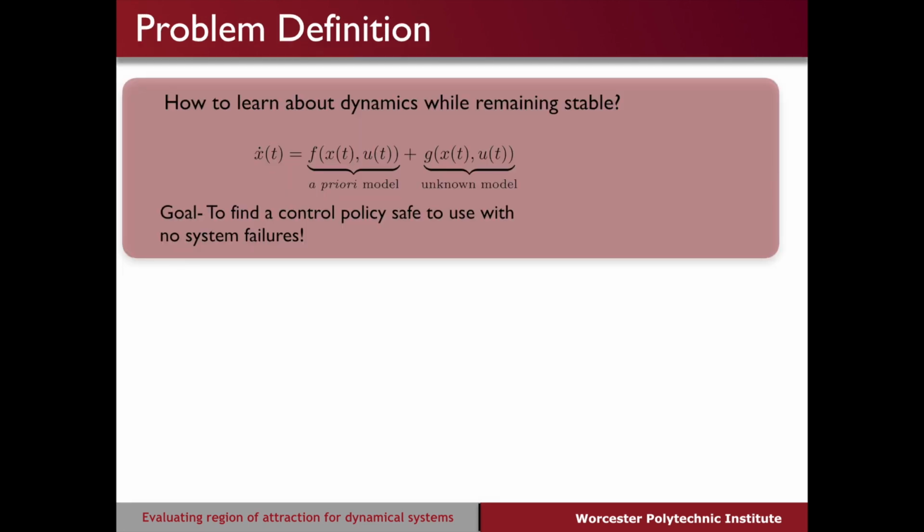As the model becomes an exact representation of the real world, the question the paper focuses on is: is it possible to learn system dynamics while guaranteeing stability? The solution to their method is by formulating their problem as a priori model, which is a typical model of the system, and an unknown system model, which is an error term. Now we have to determine a control policy which is safe to use.